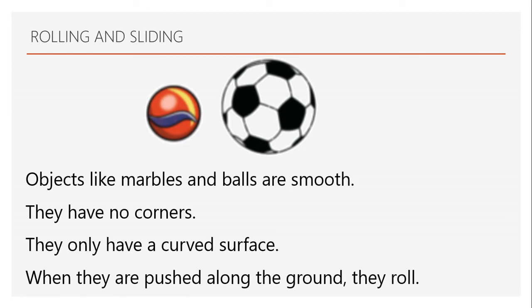When they are pushed along the ground, they roll. So when we push such spherical objects like a marble or a ball, it could be a cricket ball, football, basketball, volleyball, whatever kind of ball, when we apply some force on such objects, they tend to roll on the surface. They can have only rolling motion.